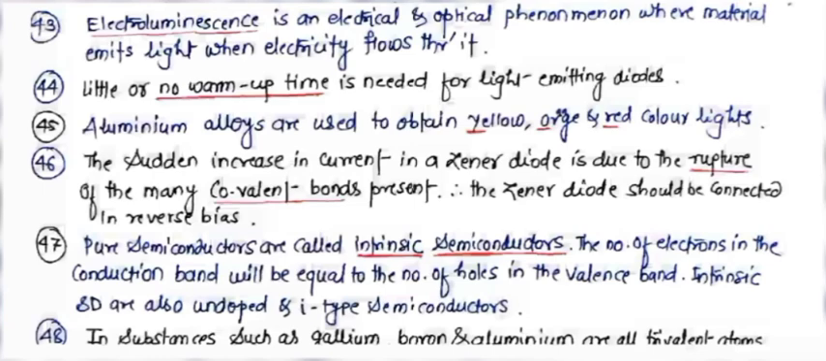The sudden increase in current in a Zener diode is due to the rupture of the many covalent bonds present. Therefore, the Zener diode should be connected in reverse bias. Pure semiconductors are called intrinsic semiconductors. The number of electrons in the conduction band will be equal to the number of holes in the valence band. Intrinsic semiconductors are also undoped and i-type semiconductors.